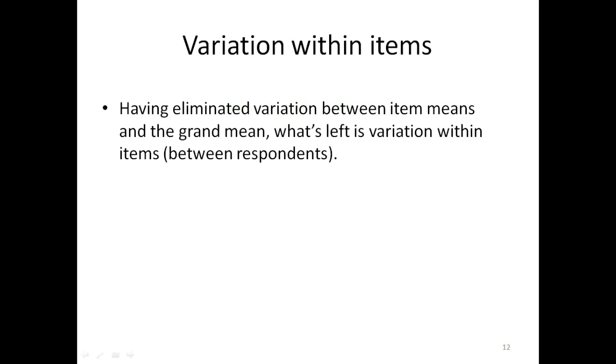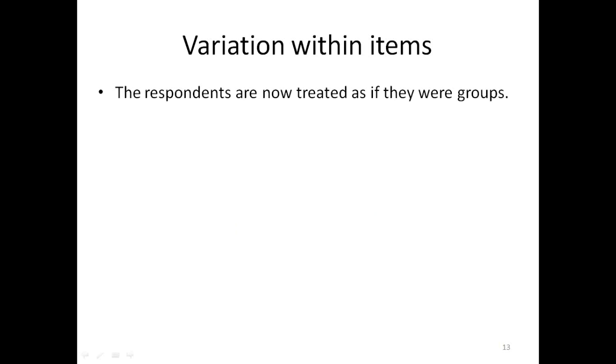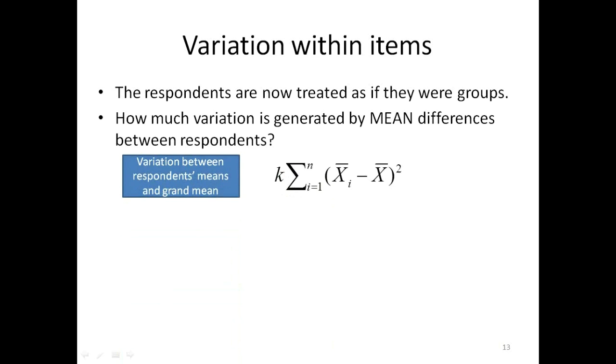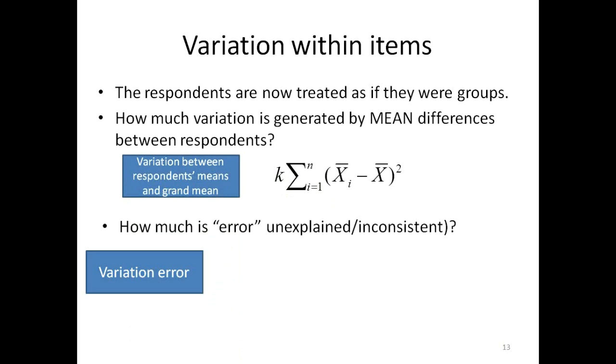Having eliminated the variation between the item means and the grand mean, what's left is variation between respondents. We would expect there to be differences between the respondents to the questionnaire, but we don't want variation between items on the questionnaire. The subjects or respondents are now treated as if they were groups, so we need to know how much variation is generated by the mean differences between the respondents and how much error is unexplained.